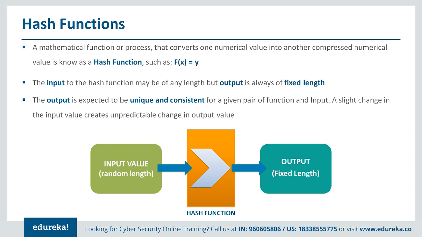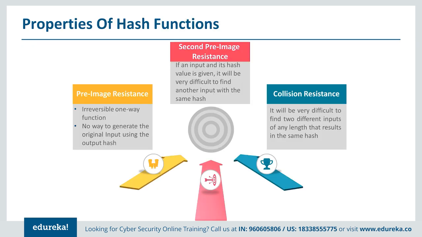A slight change in the input value creates an unpredictable change. Even a slight, simple modification on the original input file will give you a tremendous difference in the output file. The length remains the same, but the output characters will be different. Okay, the properties of a hash function: it cannot be reversed. It's just a one-way function, and with the output we cannot find the input, and also it's collision resistant.